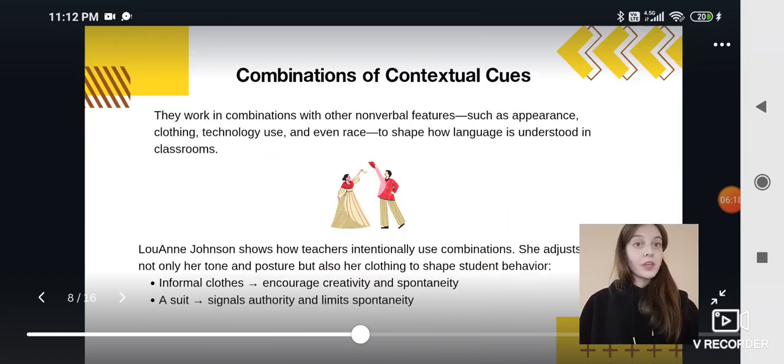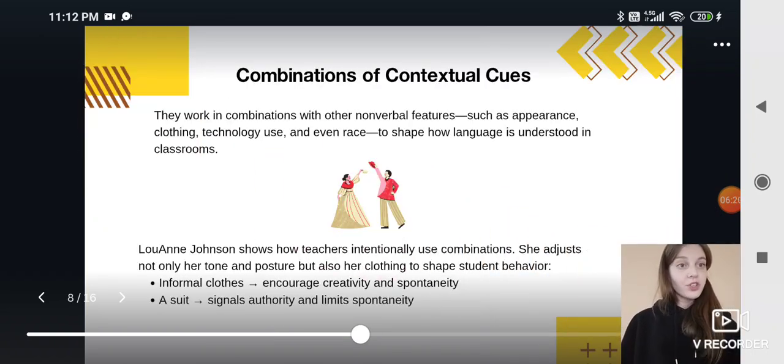As our next topic, we have combinations of contextual cues. These contextual cues work in combination with other nonverbal features such as appearance, clothing, technology use, and even race to shape how language is understood in classrooms.